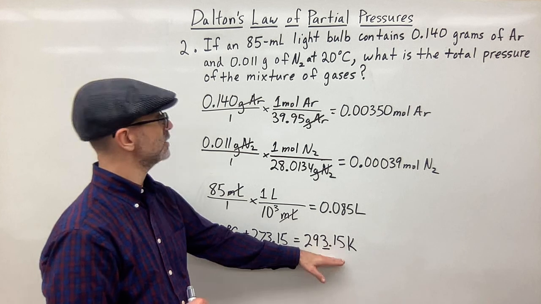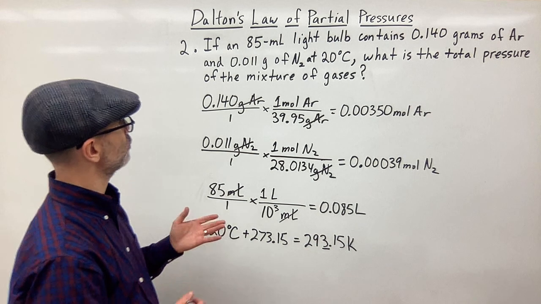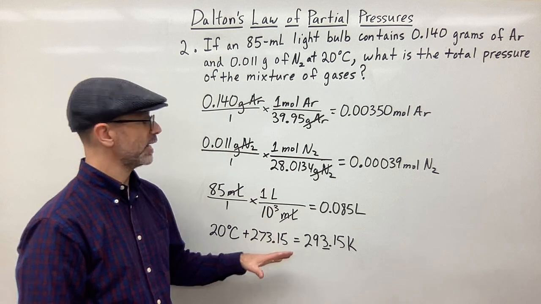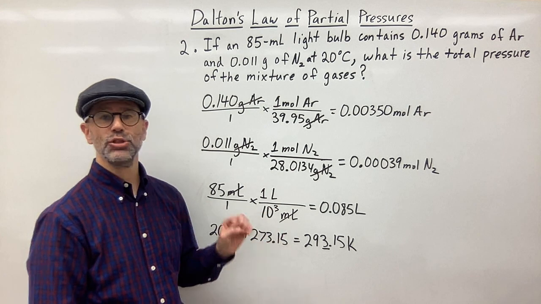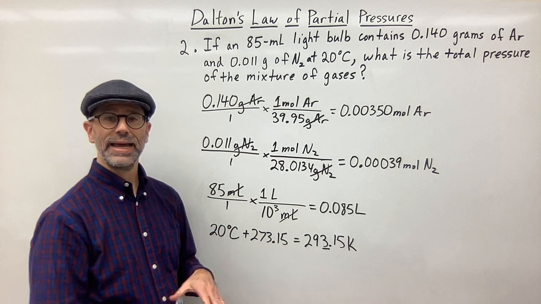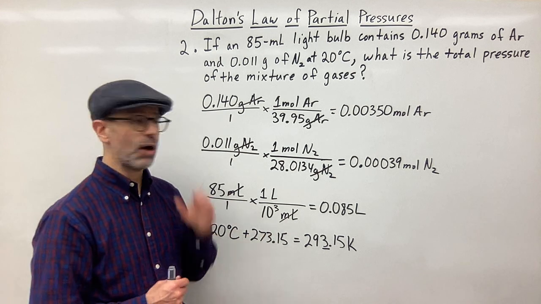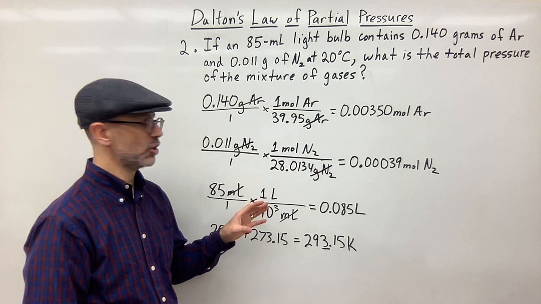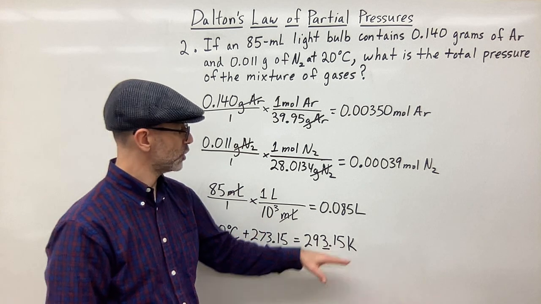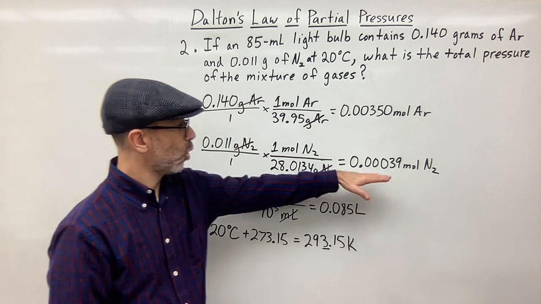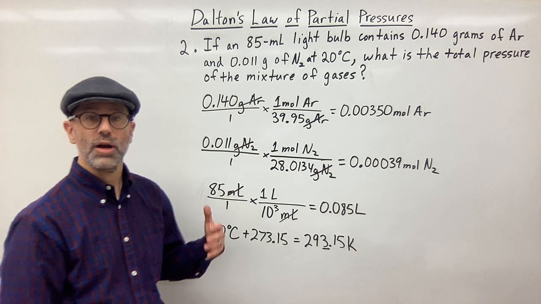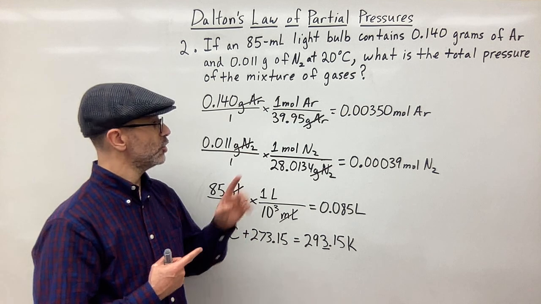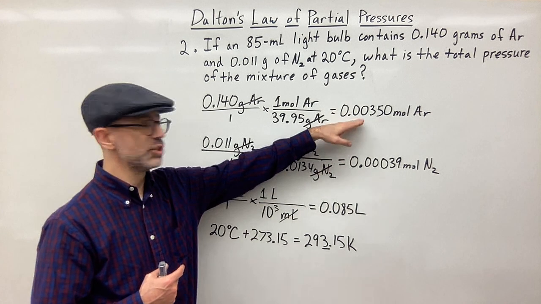All right, so I've got the temperature in Kelvin. Is there anything else I need to do? No, that's it. So I've got everything ready. Now I can plug everything into the ideal gas law. I'm going to plug in the temperature, the volume, and the moles, and I'm going to solve for pressure. Now, there's 2 ways you can do this. You can do each gas separately.